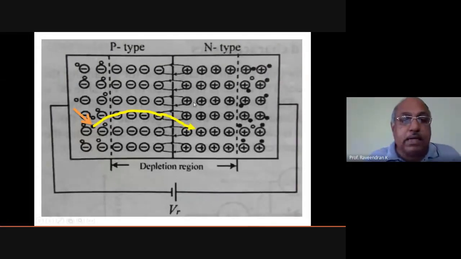Here a very small number of thermally generated electrons will cross this junction due to the energy they possess and reach the other side in the form of leakage current. These electrons, though they are minority carriers, produce a current called the leakage current through the junction during reverse biasing. So during reverse biasing, the current through the junction is only the leakage current. There is no effective flow of current. The only current through the junction is the leakage current, which will be of the order of some microamperes. Micro means 10 raised to minus 6.